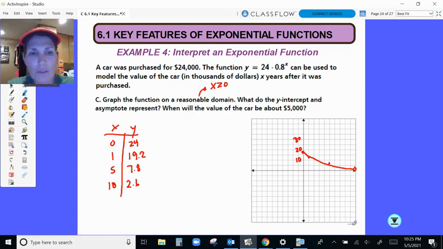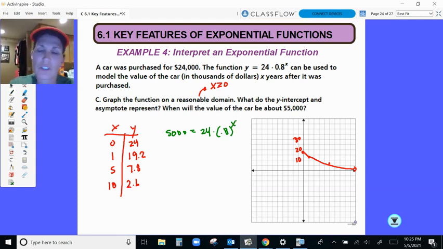Okay. When will the value of the car be about 5,000? Well, we could plug this in here and go $5,000 equals 24 times 0.8 to the x power. We could do that, but then how do we solve for x? We're going to learn how to do that actually in a couple sections.